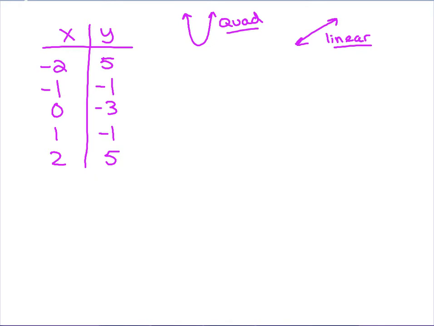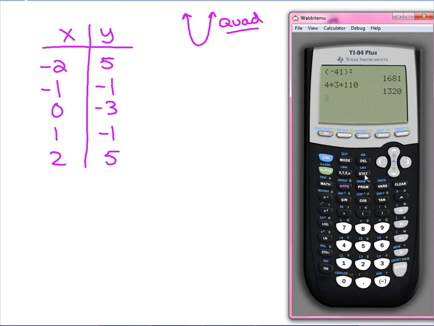So what I do is I hit this button right here that says Stat, and in list 1, I put my x values, these guys. So I'm going to go -2, -1, 0, 1, and 2. And then in my list 2, I put the y values, these guys. So 5, -1, -3, -1, and 5.